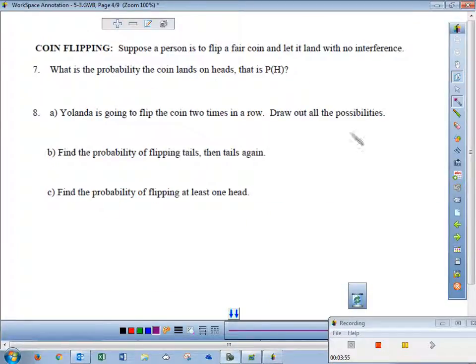So coin flipping. Suppose a person is to flip a fair coin and let it land with no interference. What is the probability it lands on heads? Well, there is only one head out of the 2 possibles, heads or tails, so that's 50%.